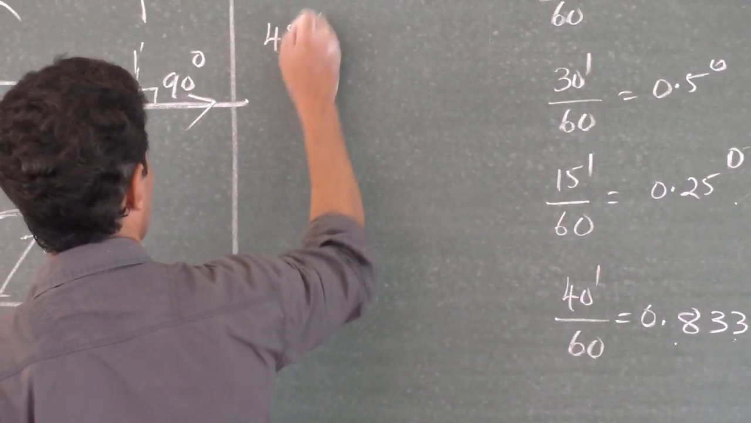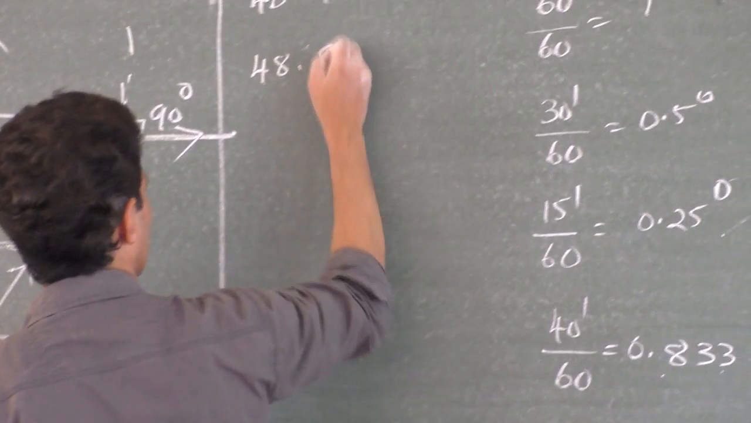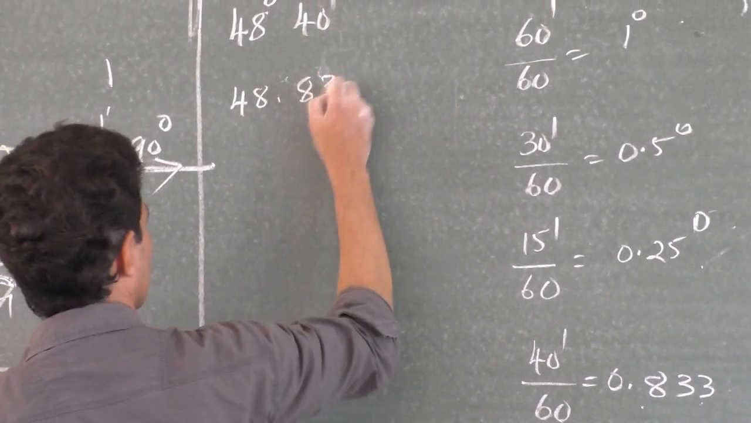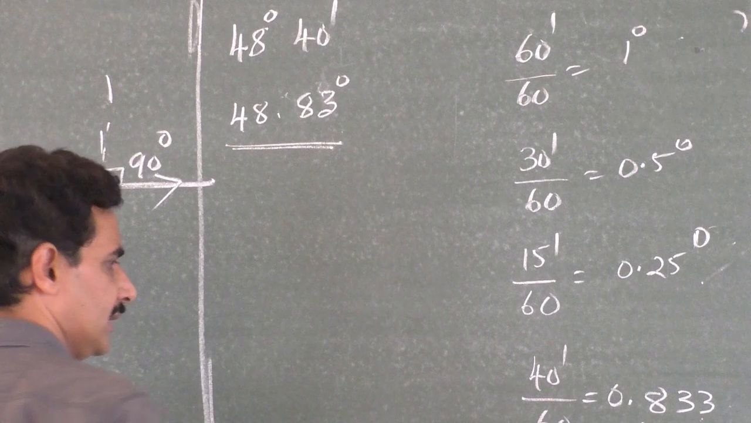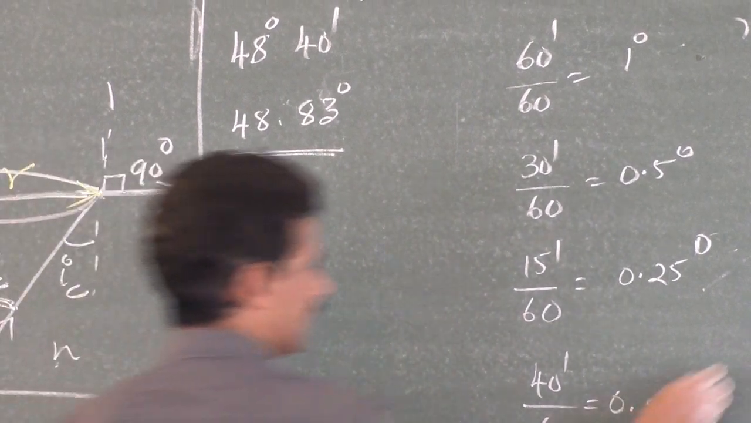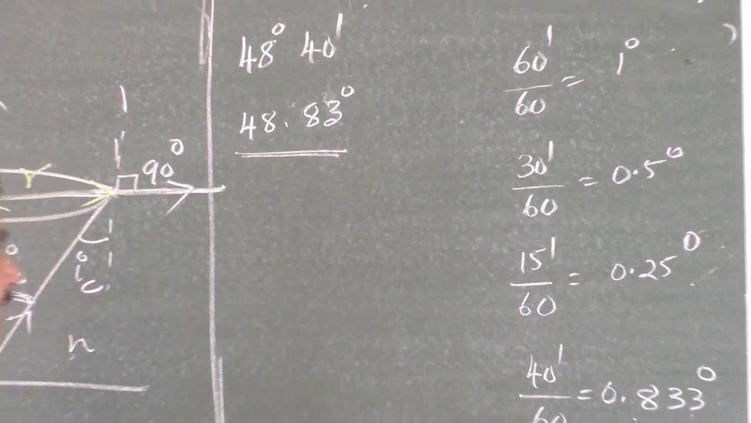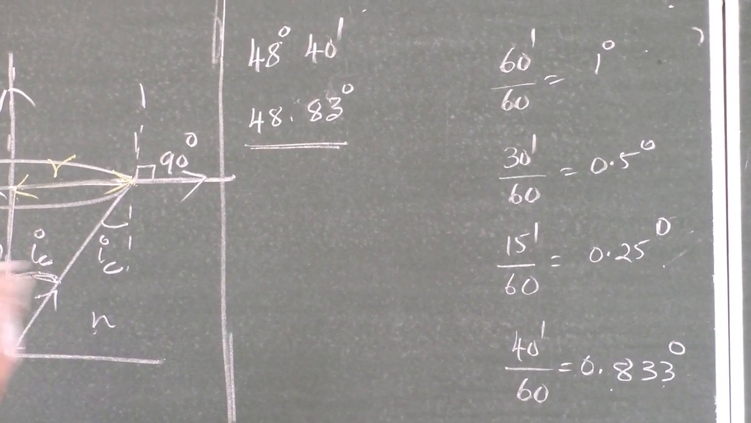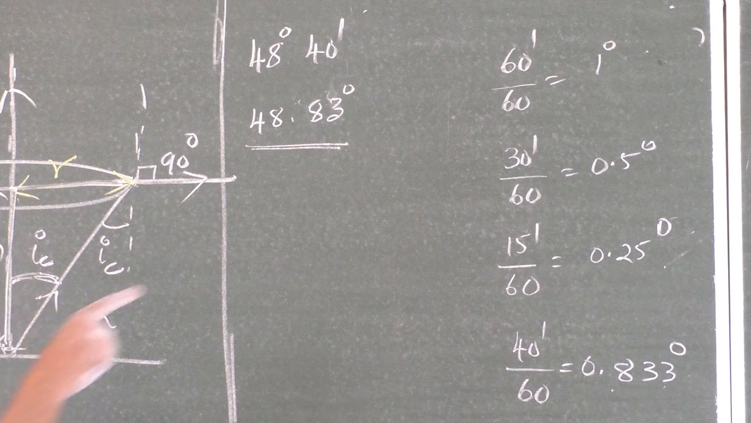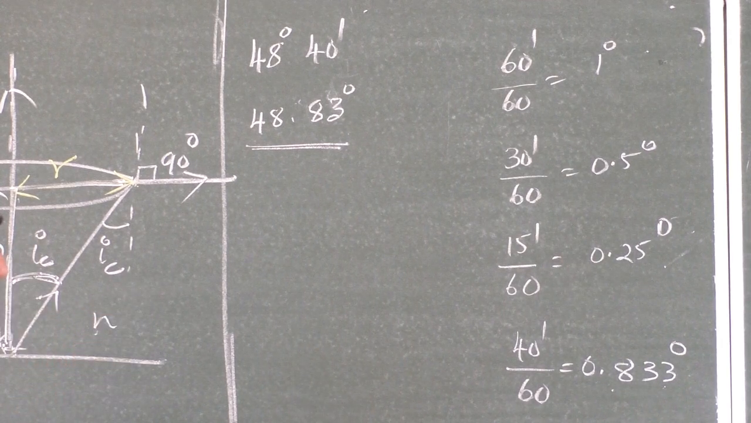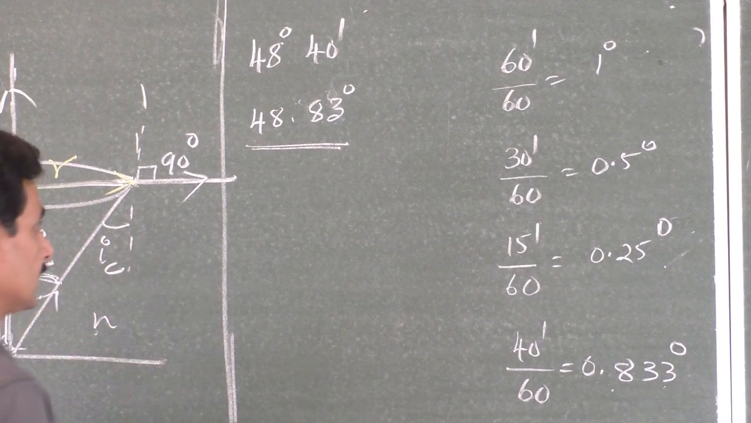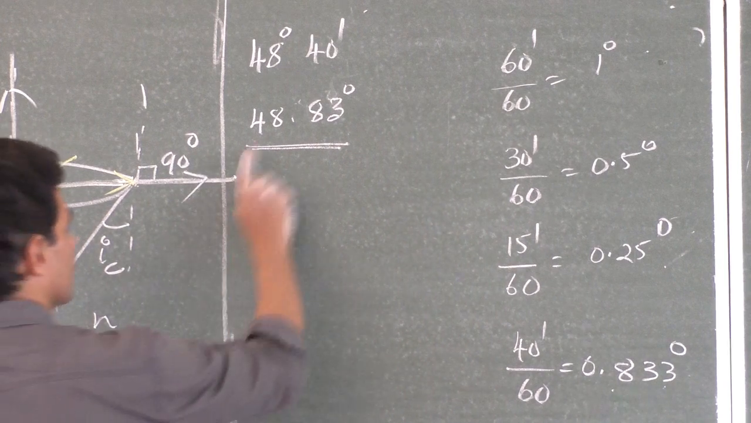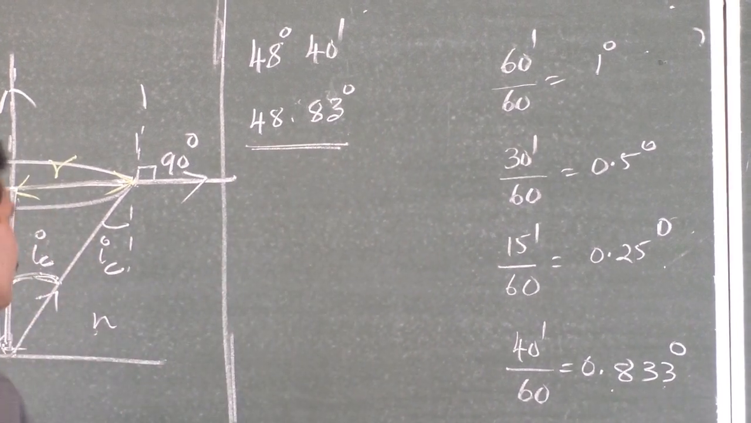So shall I write it as 48.8 degrees, right? Or 83 degrees, right? 48.8 degrees is enough. So this is 0.8 degrees, 40 minutes by 60. And actually in your logbook you have that degree part also in the column. I downloaded something which has no degree part. Actually degree will also be written in the minutes along with the minutes. So 48.8 degrees, that is enough for us.